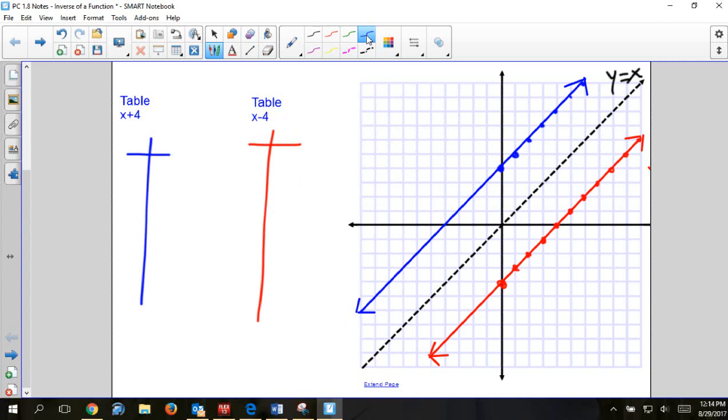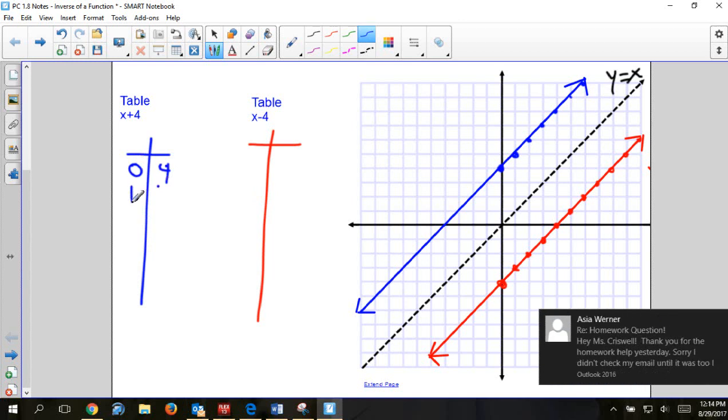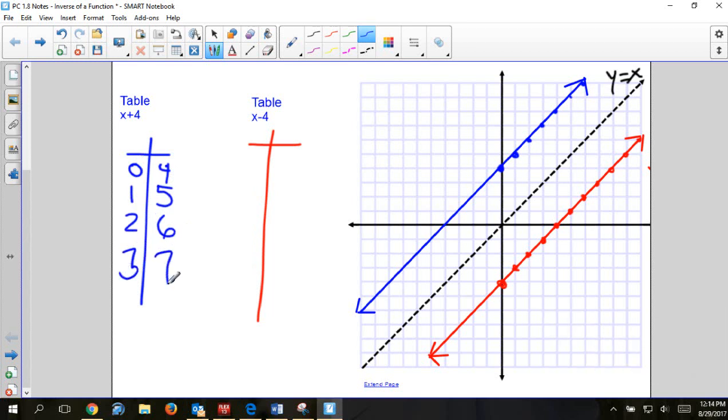Then I'm just going to pick some points from the blue line, from the x plus 4 line. I'm just going to pick a bunch of points that I had graphed. There's infinitely many on it. I'm just going to pick some of them: 0, 4; 1, 5; 2, 6; 3, 7. Then I'm going to pick a bunch of random ones on the red line also. On the red line there is 4, 0; 5, 1; 6, 2; 7, 3.